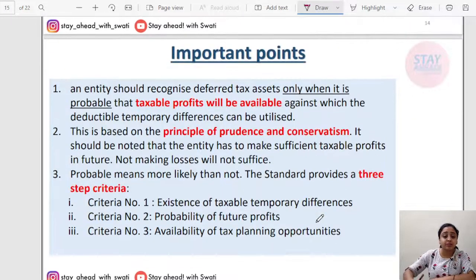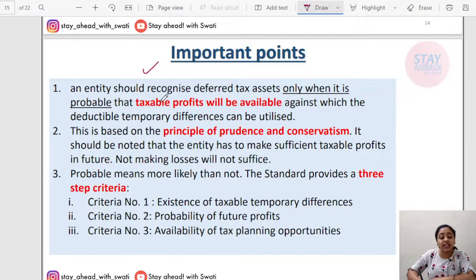Next, important points. An entity should recognize a deferred tax asset only when it is probable that taxable profits will be available against which the deductible temporary differences can be utilized. This is based on the principle of prudence and conservatism.